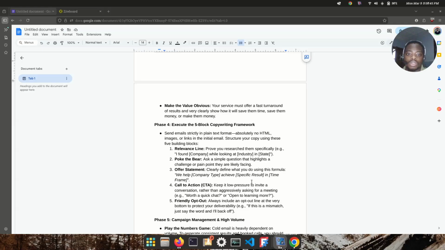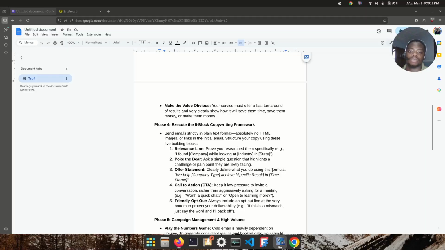Structure your copy using these blocks. So start with a quick intro, then a relevance line, and then ask a simple question that highlights a challenge, and then offer a statement, how you solve that specific problem, and then a call to action. And then I would add a friendly opt-out, but I would also replace it with a simple PS. This just adds a bit of humanity into what you are writing.